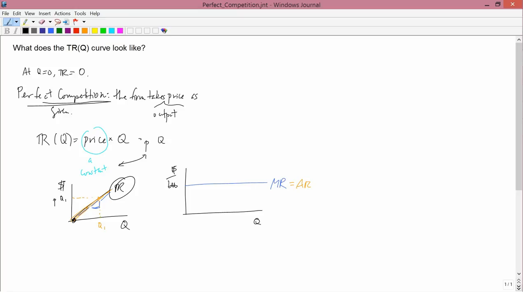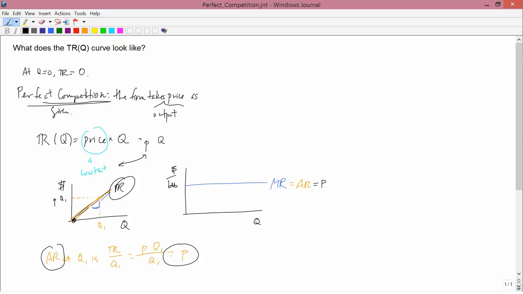So what's the average revenue? Well, the average revenue at Q1 is total revenue divided by Q1. Total revenue is P times Q1. That's divided by Q1. That's just P. In other words, average revenue is equal to P. And there was nothing special about the Q1 that I picked. So for any Q1, this is true. In other words, average revenue is equal to P. This also means marginal revenue is equal to P.